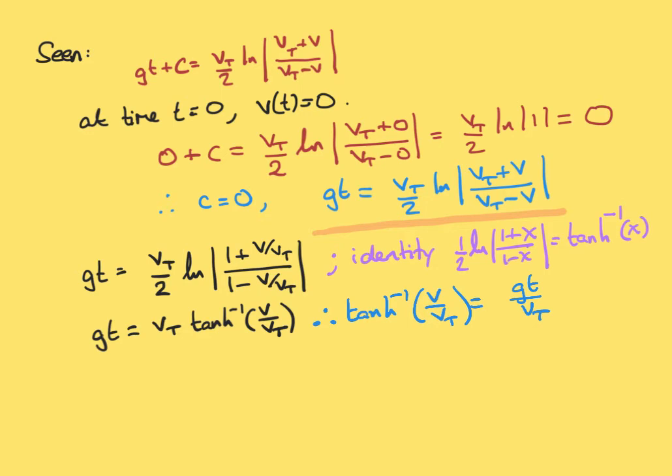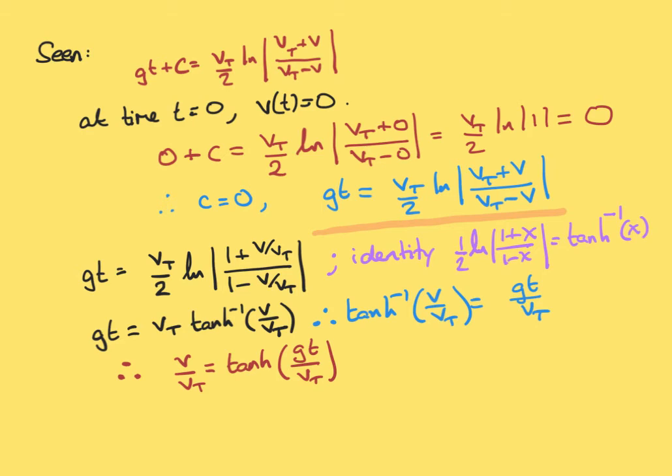And now we take tanh of both sides, and tanh of tanh to the minus 1 is just going to be the argument. So what we're going to get is v over vt is tanh of the right-hand side of this equation, so gt over vt. So we've just taken tanh of both sides. Tanh of tanh to the minus 1 of v over vt is v over vt, and the tanh of this side is that. Now, tanh is sinh over cosh.